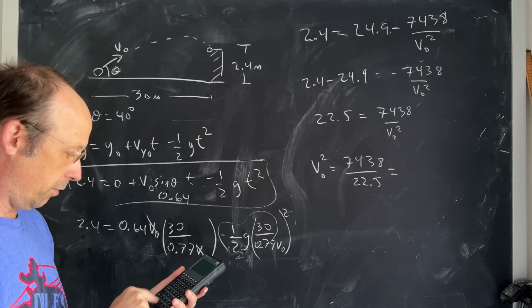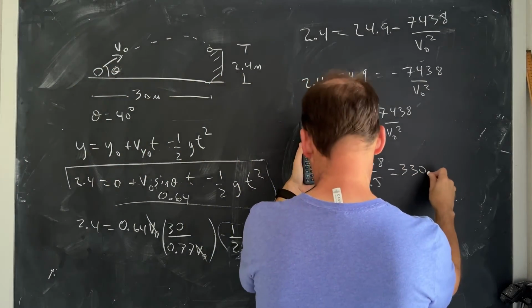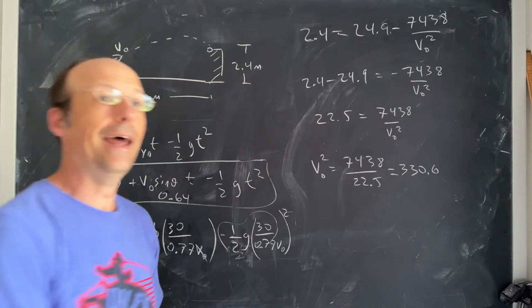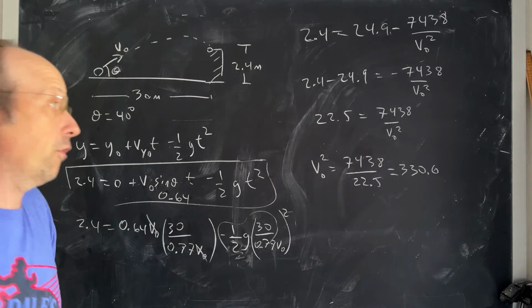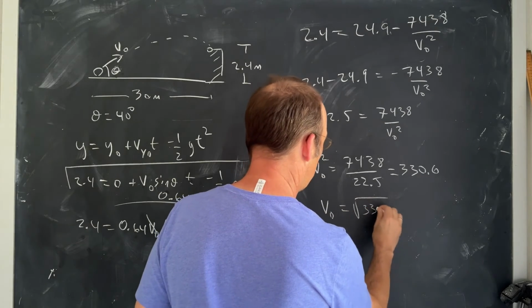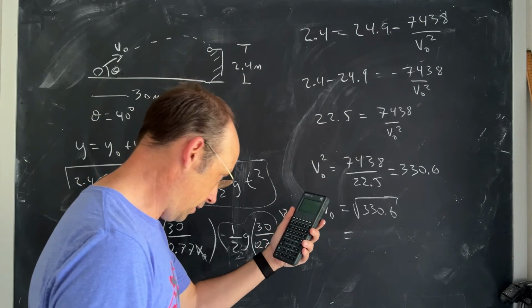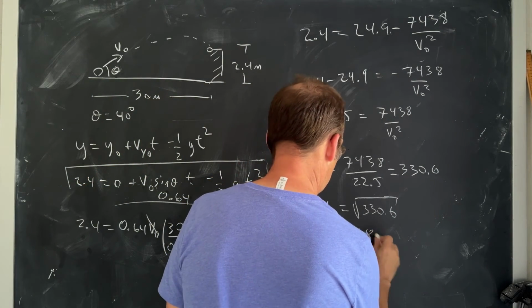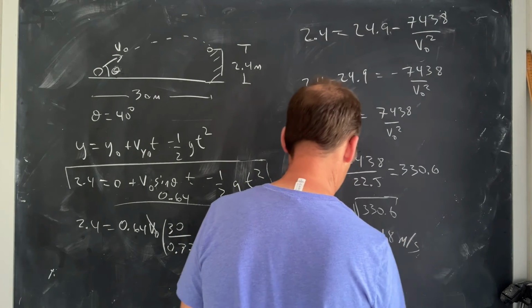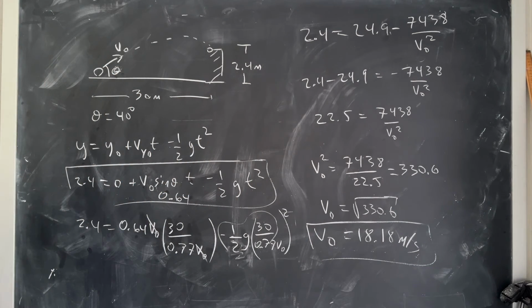7438, 22.5, 330.6. Now what do we do? Well, now I just take the square root of both sides. So I get v0 is going to be the square root of 330.6. And I just go square root. 18.18. Plus or minus, okay? It's actually plus or minus mathematically, but that doesn't really make sense to have a negative velocity here. We already said the direction and so forth.